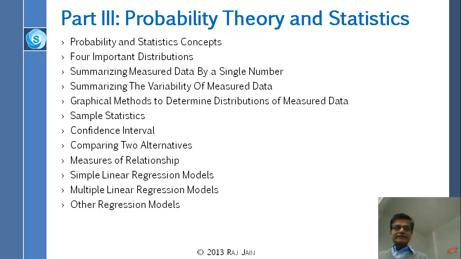Sample statistics, confidence intervals. So confidence intervals we will teach again here in the class. Comparing 2 alternatives, we will teach you how to compare 2 different things when, again, there is a lot of variability in both systems. Measures of relationship. So how do you know whether this thing is related to that thing? Like if you increase the number of users, something changes. Maybe response time goes up or down. So what is the relationship between the two?